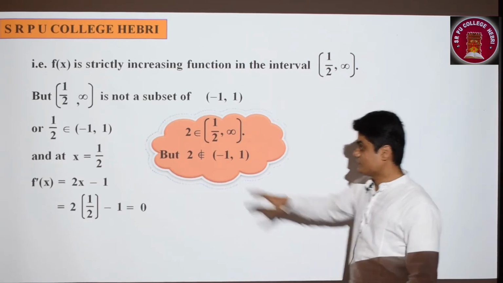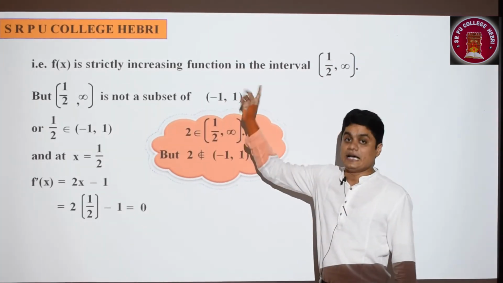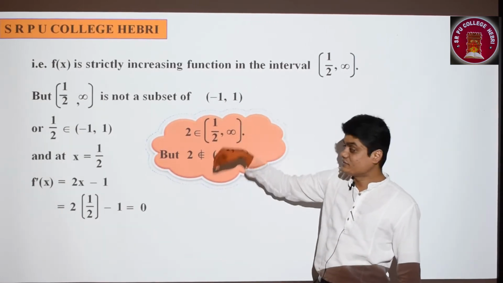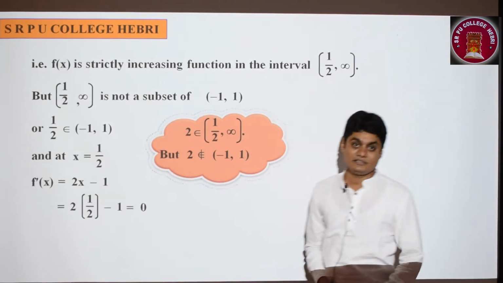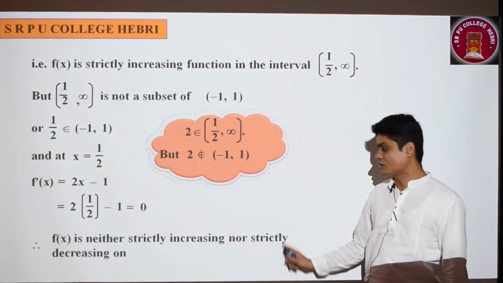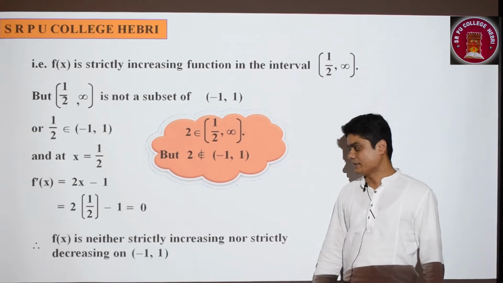So first of all, half to infinity is not a subset of this interval, and even though half belongs to this interval, at x equal to half the function neither increases nor decreases. So we can write: f of x is neither strictly increasing nor strictly decreasing in the interval minus 1 to 1.